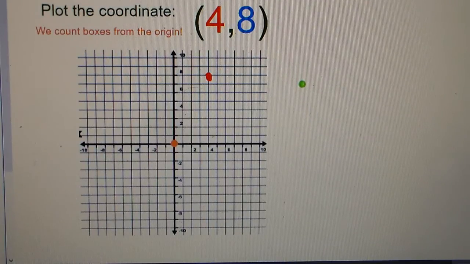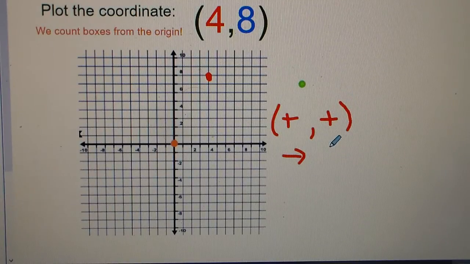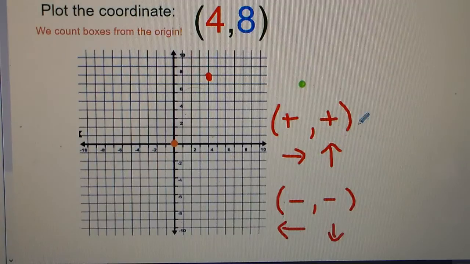So if the first number in the coordinate is a positive number, so if the x value is positive, we're going to go to the right. If the second number in the coordinate is positive, we're going to be counting up. Now if the first coordinate is a negative number, we're going to go to the left. If the second number is a negative number, we're going to count down. And you could have a combination of pluses and minuses to tell you which direction to go.